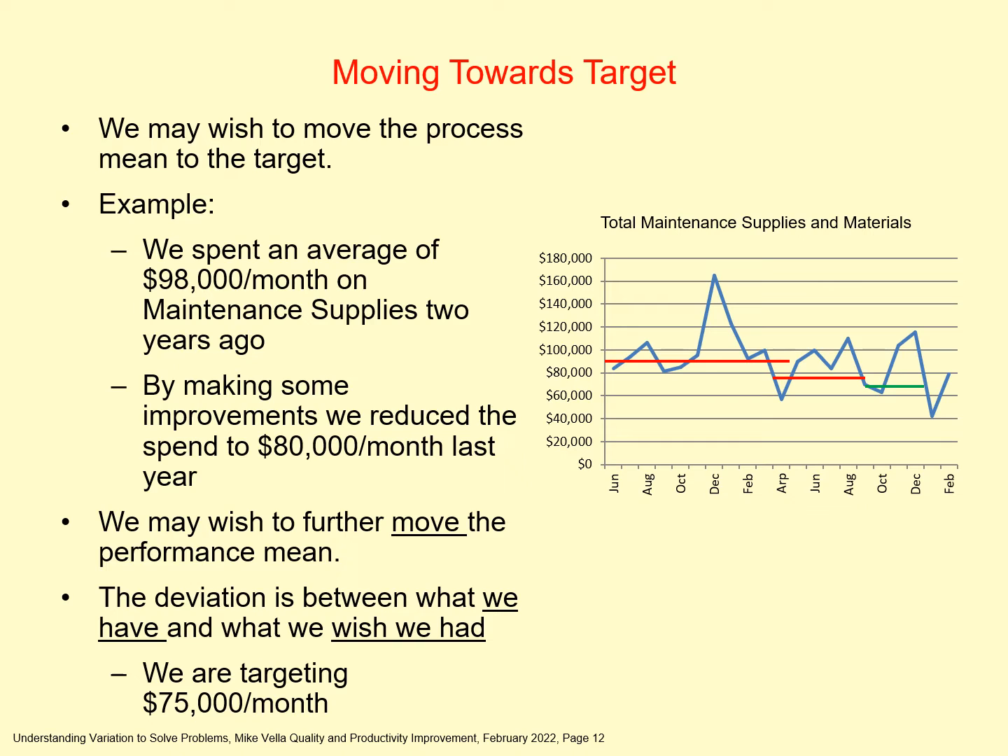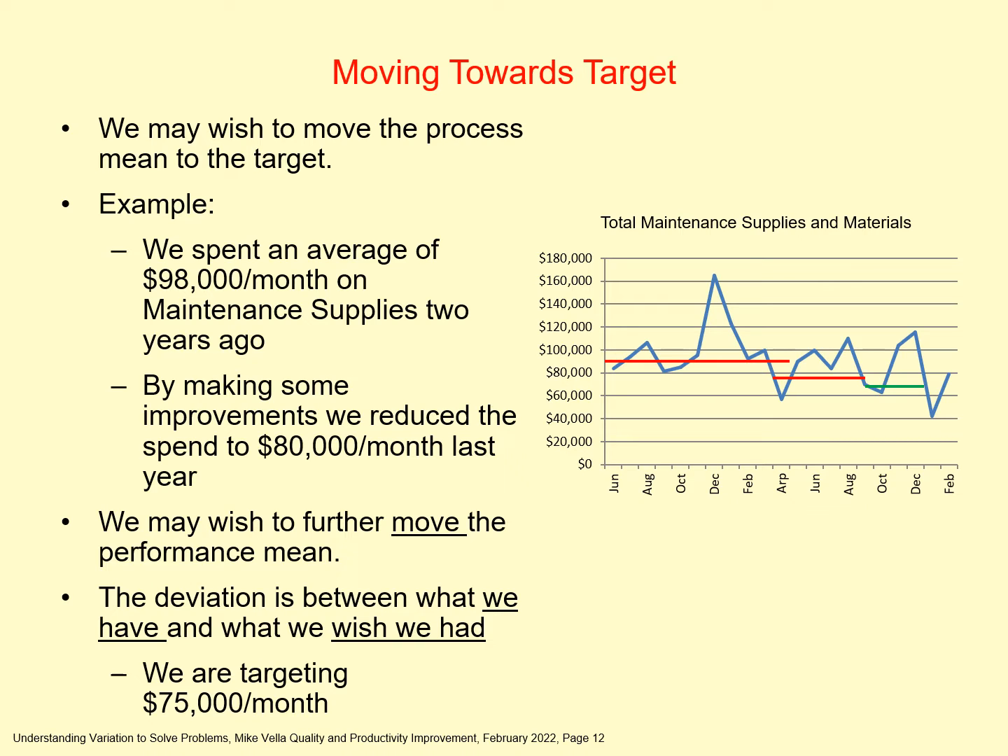So we may wish to move in terms of an improvement situation. We may wish to move towards the target. For example, if you are in operations and you are in charge of the maintenance department, you know that you're spending close to $100,000 a month on maintenance supplies 2 years ago. Well, that's an awful lot of money. Well, great news: by selecting different vendors or making some very smart moves in terms of buying maybe fewer products or from different suppliers, last year you made a reduction and you only spent $80,000 a month. Well, that's almost a $20,000 per month improvement.